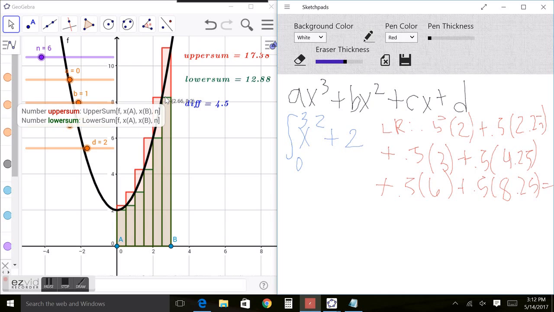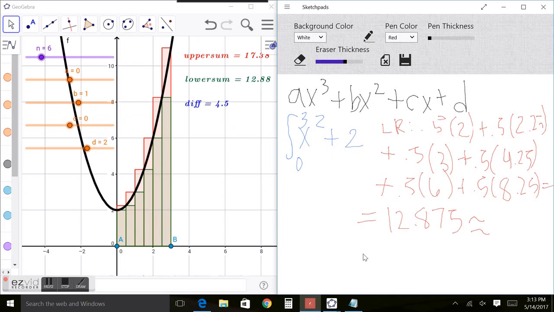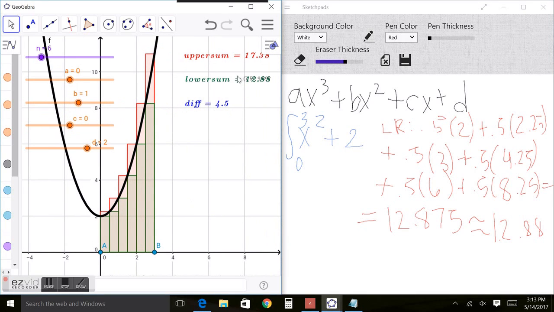And so I just went ahead and plugged all those values into the calculator just as you see them, and that will actually equal 12.875, which I rounded to 12.88. And now if you wanted to check that, you would just come over here and you would see that we actually have 12.88 as a lower sum. And so that's a way to check that. So that's us doing it with lower sum or left Riemann sum.